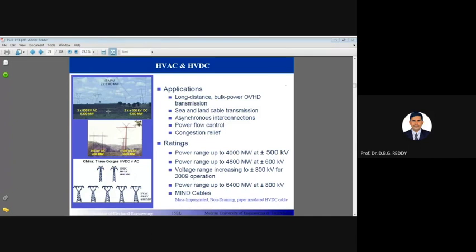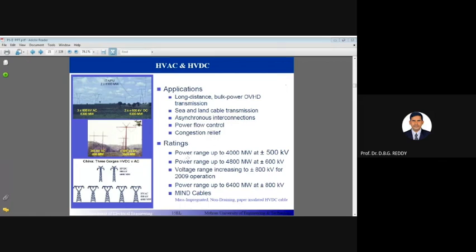Now you can see the various towers and the techniques used. Okay. Now, applications of AC and DC transmission: long distance bulk power, sea and land cable transmission, asynchronous interconnection, power flow, congestion relief. These are the advantages of HVDC transmission, for HVAC or HVDC.